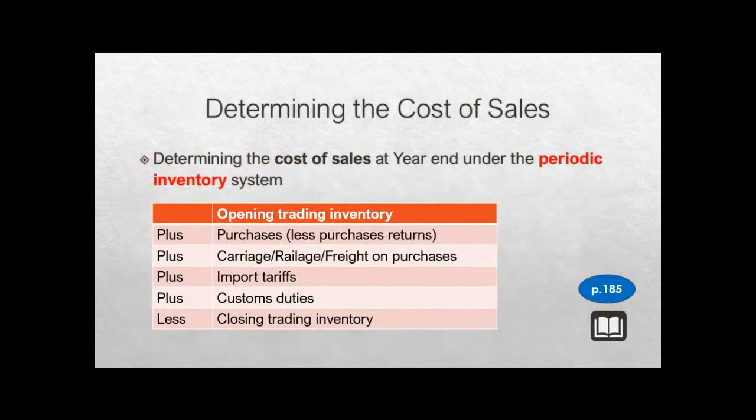This is just a recap again. How do you work out the cost of sales on the periodic inventory system? You start with your opening trading inventory. You add your purchases, then you deduct any purchase returns. You add any carriage, railage, freight on purchases. You add any import charges, any customs duties, and you deduct any closing inventory.